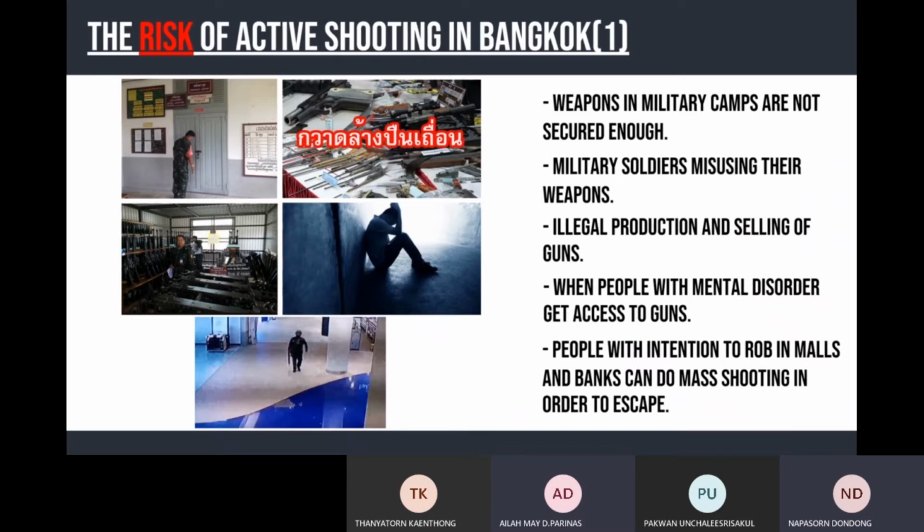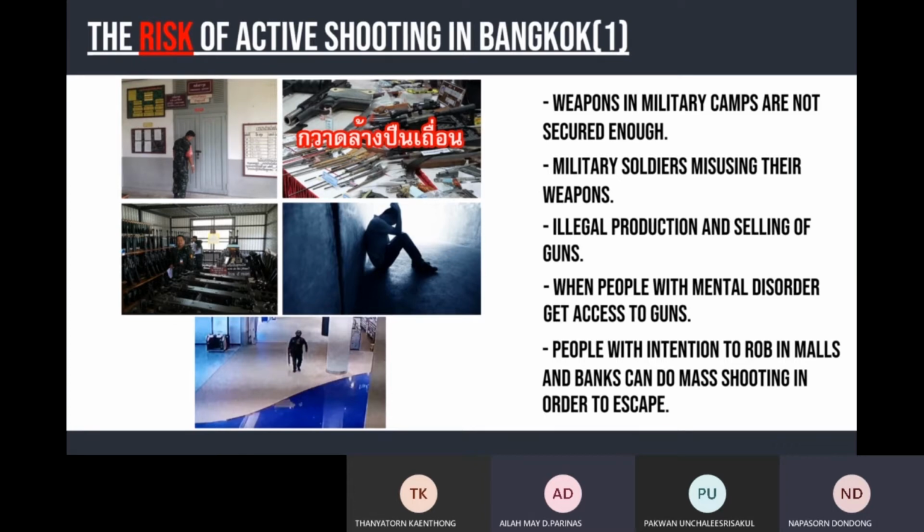Risk of active shooting in Bangkok. The first risk is that weapons in military camps are not secured enough. This could mean many people have access to the weapons that the military camps have, and they are using them for the wrong purposes. This is a high risk because it may be possible to occur, but when it happens, it causes death.